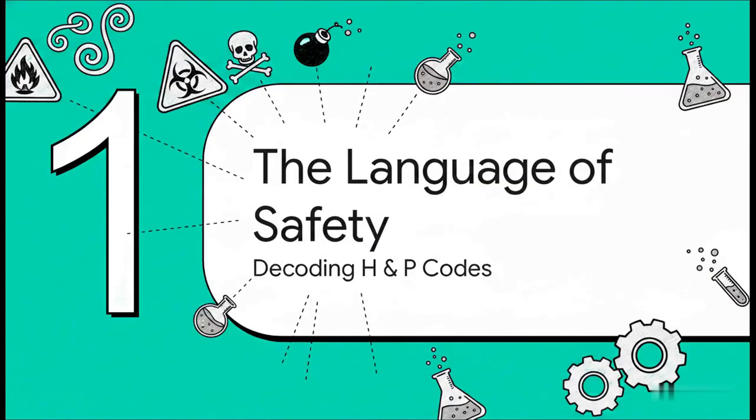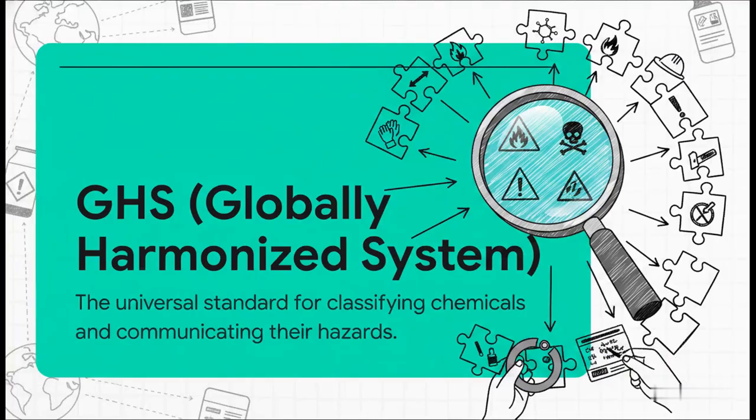Okay, first things first. Before we can even think about filling out a form, we've got to learn the lingo. And thankfully, there's a universal system for this. It's called the GHS, or the Globally Harmonized System. And you could think of it as the Rosetta Stone for chemical safety. It's the reason a worker anywhere in the world can look at the same container and understand the exact same dangers. It's our key to everything.